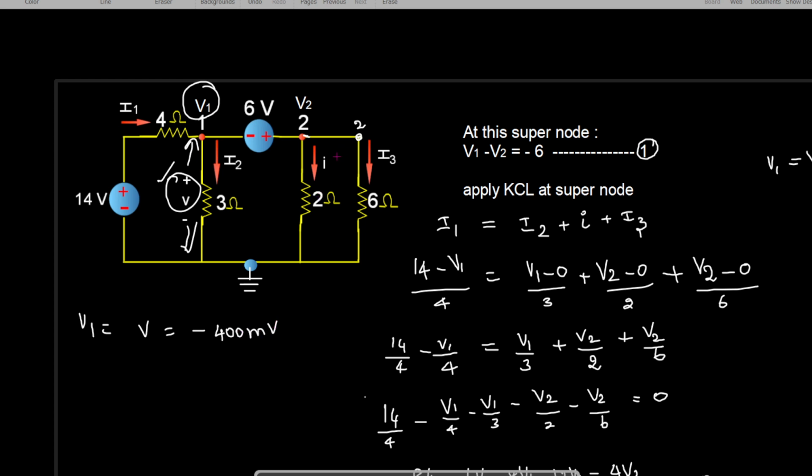Now one more question we have to solve, that is I. So I is what? V2 by this 2 ohm resistance, isn't it? So we have to find out the I current. That is V2 divided by 2 ohms resistance. V2 we have already calculated as 5.6 volts divided by 2. So it is 2.8 amps. So this I current is 2.8 amps.